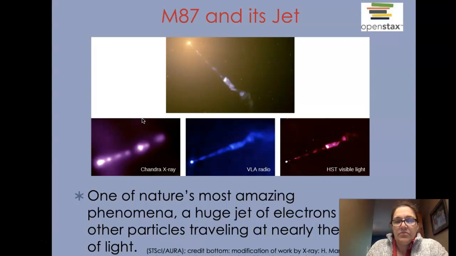And you know, the bottom three images, we've changed the orientation on the picture, but we can see the galaxy and the jet, the quasar and the jet in X-ray, radio, visible light, so we can always see that the galaxy is crazy bright and the jets are emitting in almost all of the spectrum.